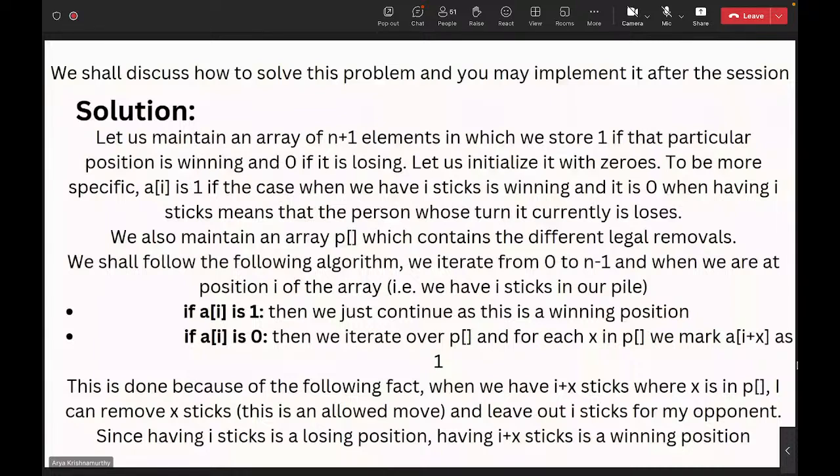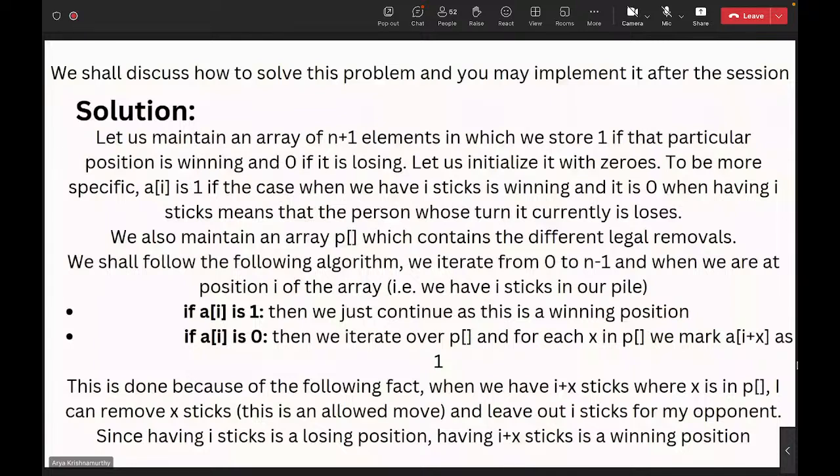And I'll explain why we are just continuing in a few minutes. Then, if A of I is 0, we iterate over the set of allowed moves, that is the array P. For each x in P, we mark A of I plus x as 1. Now, why do we do this?